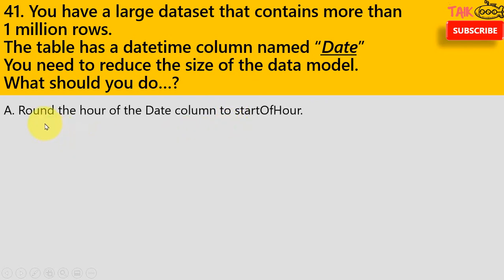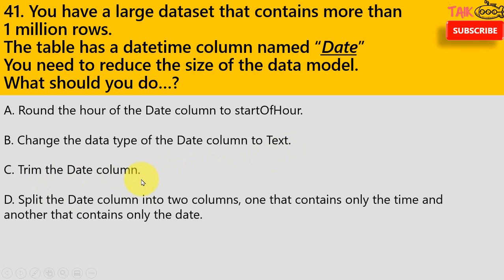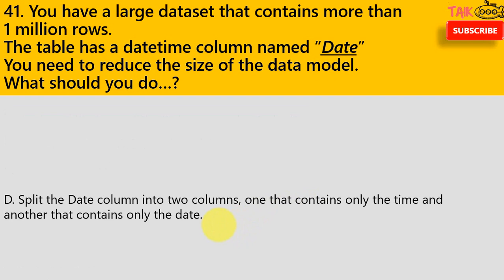The first option is round the hour of the date column to start of hour, or change the data type of the date column to text, or trim the date column, or split the date column into two columns, one that contains only the time and another that contains only the date. The correct answer is to split the date column into two columns, one that contains only the time and another that contains only the date. By doing that, the cardinality of the column is reduced.